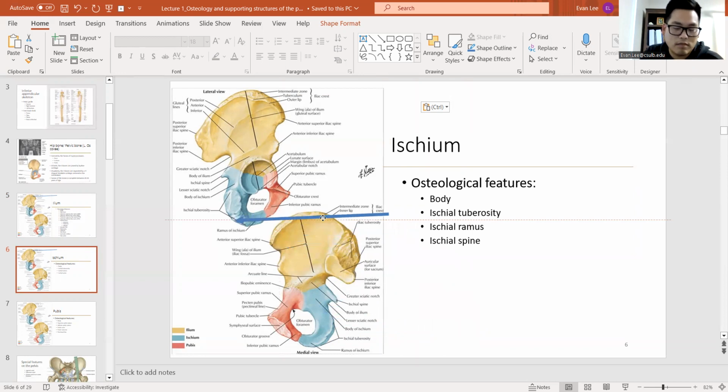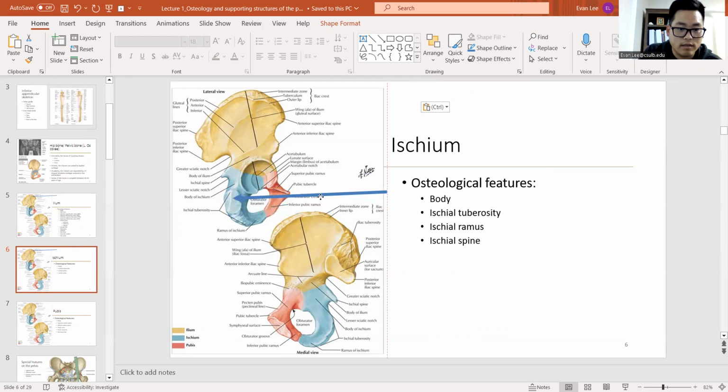And this is where you'll see, once again, a couple of spines and notches. If you look closely, right over here, this little pointed part right under the greater sciatic notch, this is the ischial spine. Spines are usually more pointed like that. Right under the ischial spine, this is called the lesser sciatic notch. You had a greater sciatic notch, that's this big one. Lesser sciatic notch is this small one.